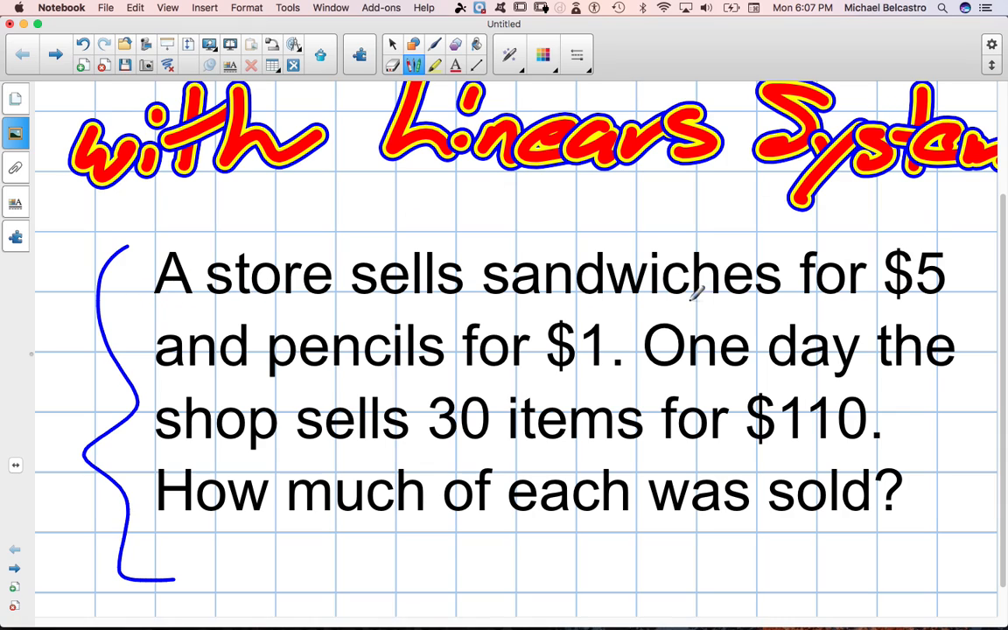So our store sells sandwiches for $5 and pencils for $1. One day the shop sells 30 items for $110. So that's like their total sales for the day. How much of each was sold? Okay, let's go through it again. Let's get our numbers that we think are important.